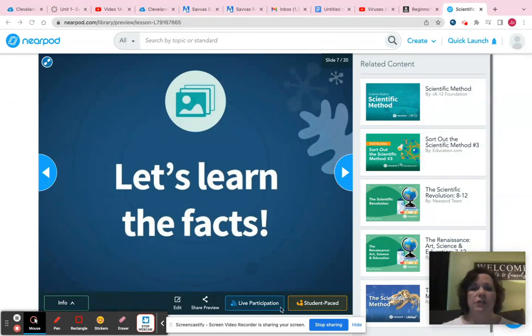If you look here on the screen, it says let's learn the facts. Think about the scientific method as an approach that scientists, and people in general, take just to solve problems. Think about a time that you've solved a problem. It doesn't have to be where you go, oh, I'm using the scientific method now, but it's just a method, a systematic way to approach problem solving.